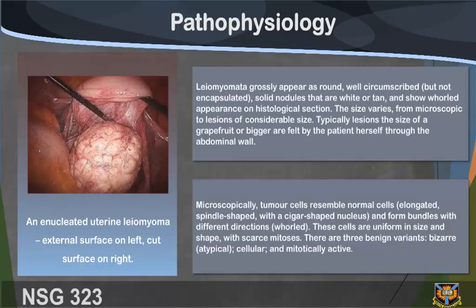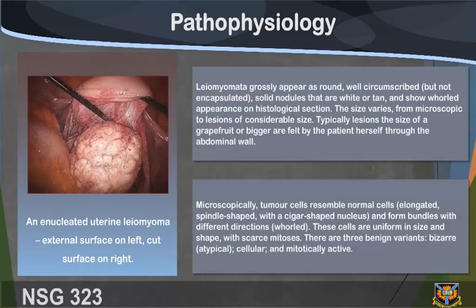Pathophysiology. Leiomyomata grossly appear as round, well circumscribed, but not encapsulated, solid nodules that are white or tan, and show a whorled appearance on histological section. The size varies from microscopic lesions to lesions of considerable size. Typically, lesions the size of a grapefruit or bigger are felt by the patient herself through the abdominal wall.